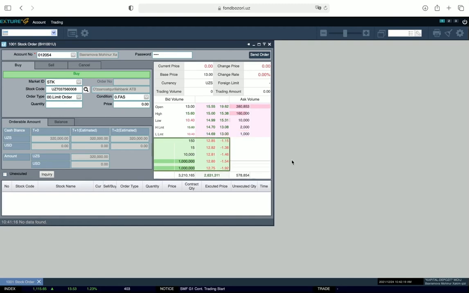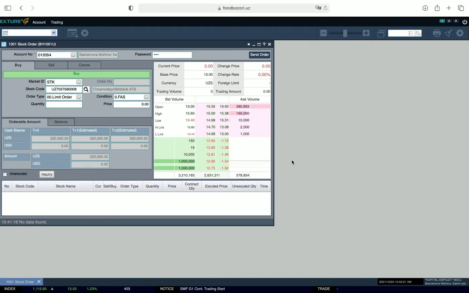This is the glass of buyers. Here you set your own price. This column means for how much the buyer wants to buy one stock. This means how many stocks he wants to buy, and this is the percentage change of the current price and the base price. For example, this buyer wants to buy 150 stocks and pay 12.85 sums for each stock.